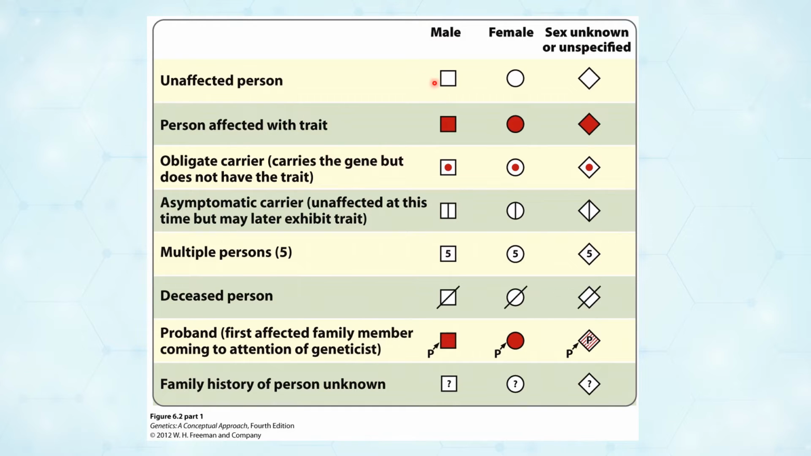Squares are representing male family members. Circles represent female family members. Affected persons have filled-in shapes. Carriers have partially filled-in shapes. And then there's a couple of other things that are less common. For example, the proband has a P with an arrow with it. That's the person who's come to the geneticist or to the counselor and says, hey, I'm affected, or hey, my husband, my wife, my child is affected. That's the person who's seeking the analysis.